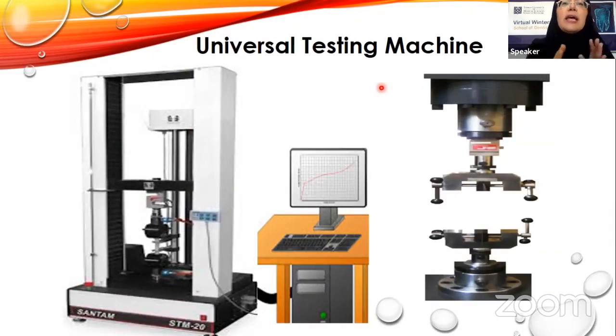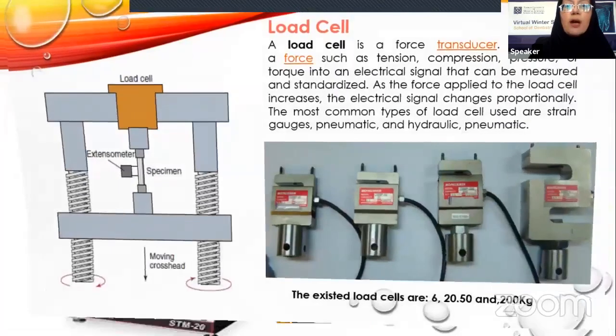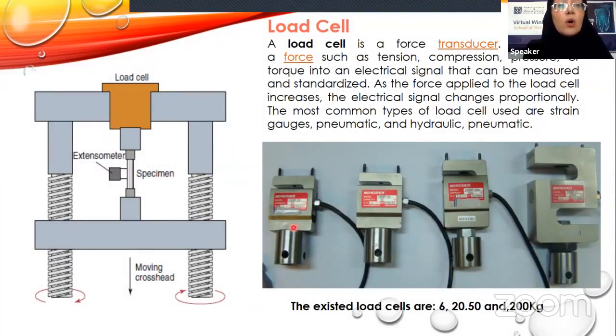We can measure the elastic deformation, the plastic deformation, and the final strength that the material can tolerate using a universal testing machine, which has different components. The main component of the universal testing machine is the load cell, which you can see here. We have a universal testing machine in our department with different load cells of different capacities. Here we have 4, 6, 20, 50, and 200 kilogram capacity load cells.